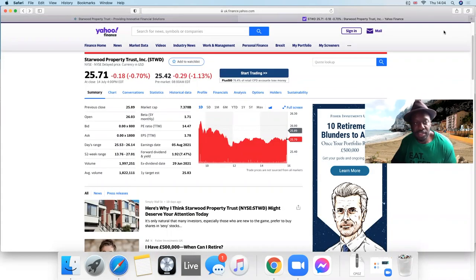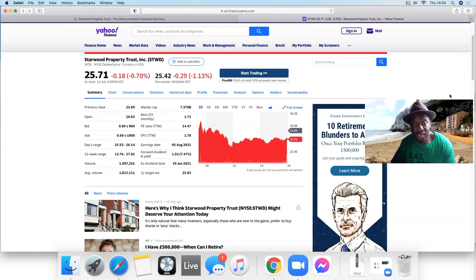Right, next on my list, it's not the second one, it's actually an alternative to Altria, because I do understand that for many people, they don't want to be involved in tobacco companies or any kind of vice stocks, whether it's alcohol, gambling, smoking. I understand that. So I've provided an alternative. And this one I like very much, Starwood Property Trust, stock ticker STWD.